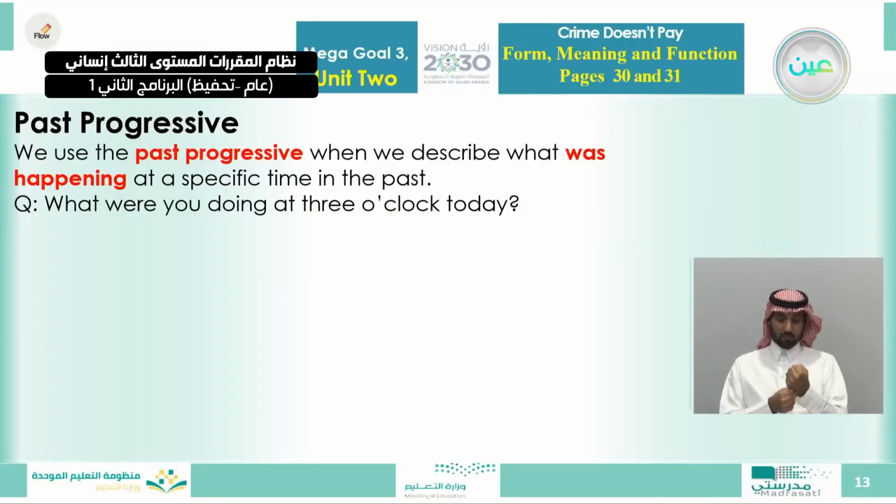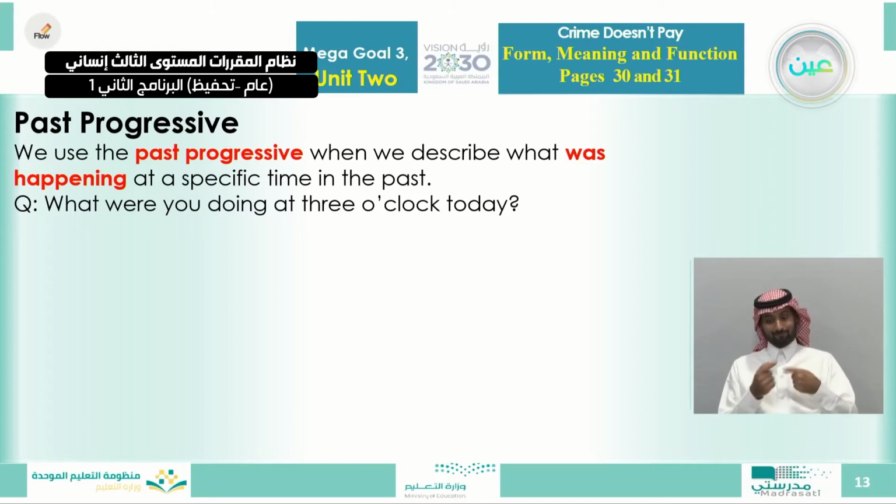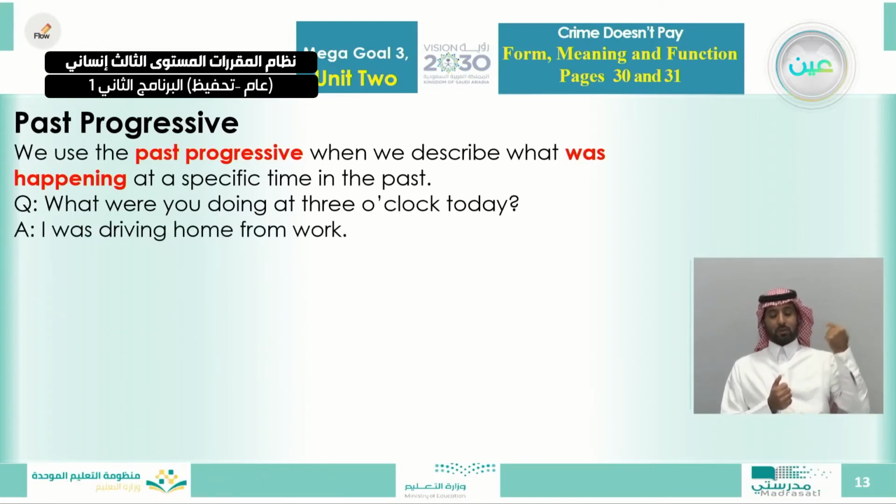Like here in the example, what were you doing at 3 o'clock today? 3 o'clock in the past, okay? This afternoon, what were you doing? That means it's a progressive action that was happening in the past. The answer: I was driving home from work. At 3 o'clock, I was driving.